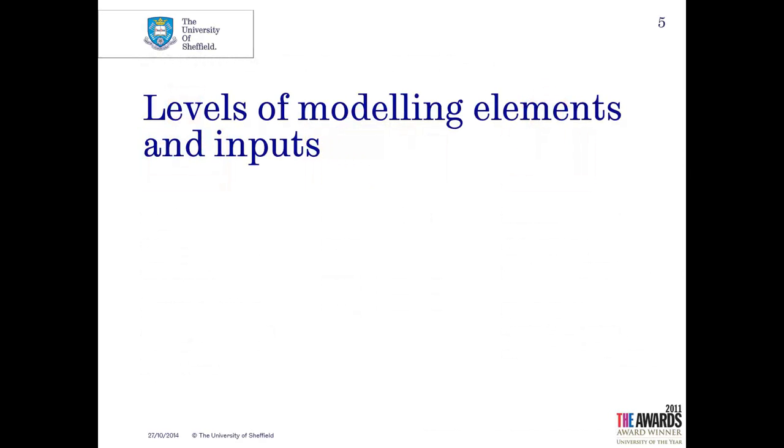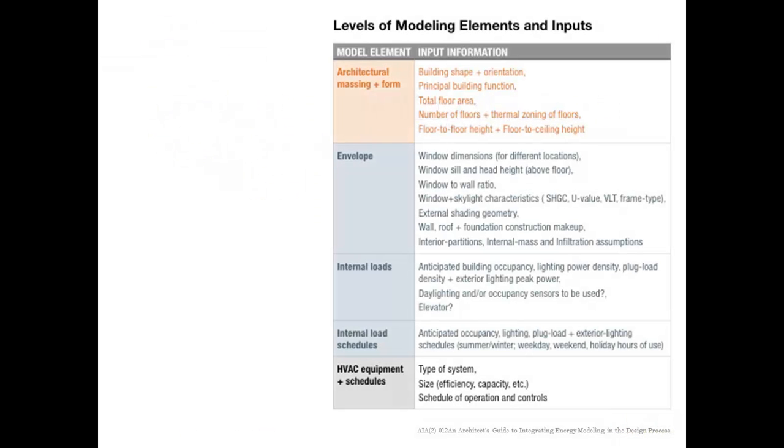Okay, the levels of modeling elements and inputs. So, the different kinds of inputs you need. Architectural massing and form. And in the most basic simulation, you need a building shape and you need an orientation. You generally need to know what is the building function. Is it a school, or is it a residential building, or is it an office? The floor area, the number of floors, and the thermal zoning of floors.